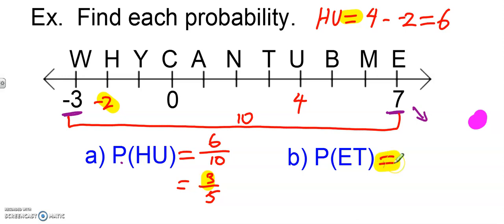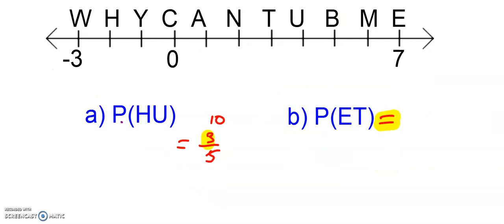To do the probability that something is between E and T, well, here's E, here's T. To find the probability of getting a space between E and T, the first thing I need to do is find the length of ET, which would be, from E to T, T is 3 units and E is 7, so 7 minus 3 would be 4 units. That's the length of ET.